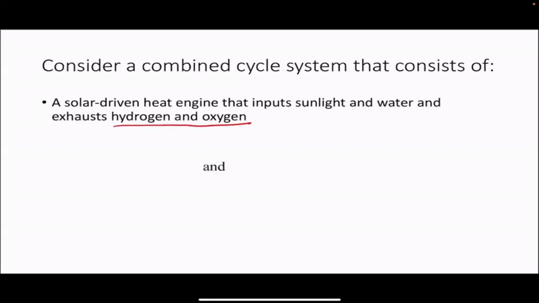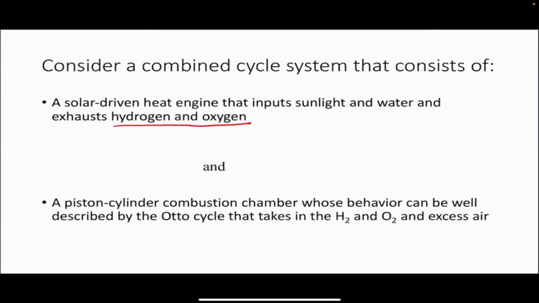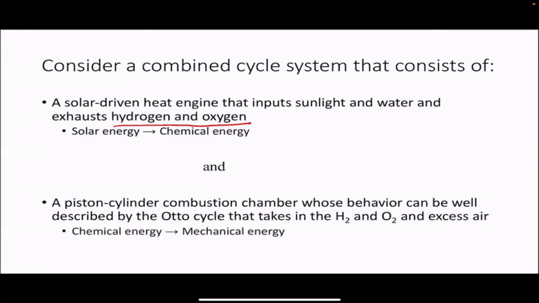So the second part of this combined cycle is going to use a piston cylinder that operates like an Otto cycle that takes in hydrogen and oxygen and air, and I'll explain why in just a second. And it's going to burn it. So we're going to use the first cycle to convert solar energy to chemical energy. And then we're going to use the Otto cycle to convert the chemical energy into mechanical energy. And that's our combined cycle.